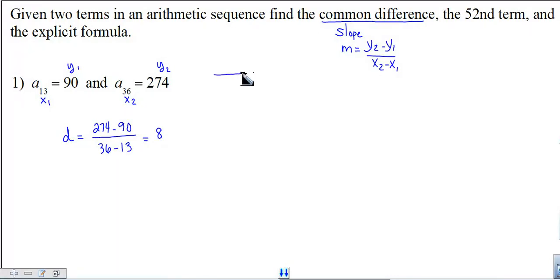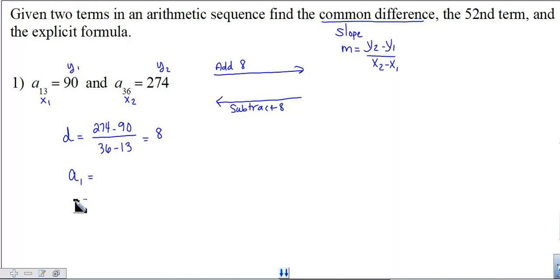That means that if we want to progress forward in this particular arithmetic sequence, we would add 8. But if we want to go backwards in the sequence, we're going to subtract 8. So they've given me term number 13. In order to write an explicit formula, I need term number 1. So let's think about this. You could actually take 90, put it in your calculator, and subtract 8 over and over and over until you got back to term 1. So here's the question. How many times would you subtract 8 to get from term 13 back to term 1?